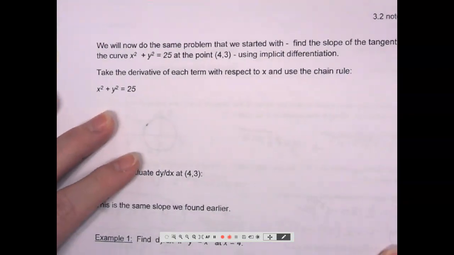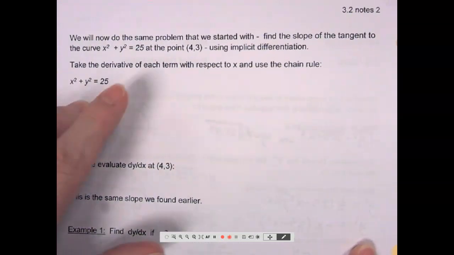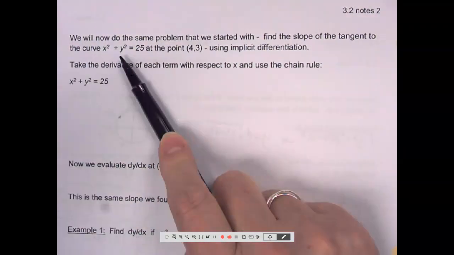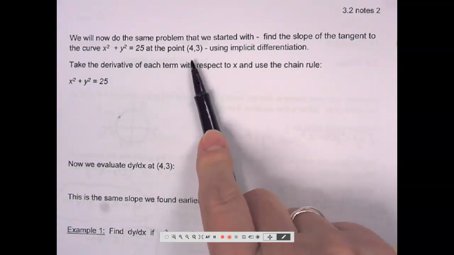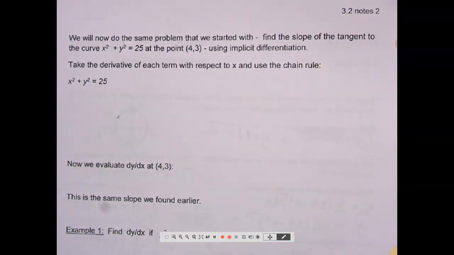So we're going to do the same exact problem that we just did. We're going to find the slope of this circle, radius 5, at the point (4, 3), but using this new implicit differentiation, and then we'll see which one seems a little bit shorter.